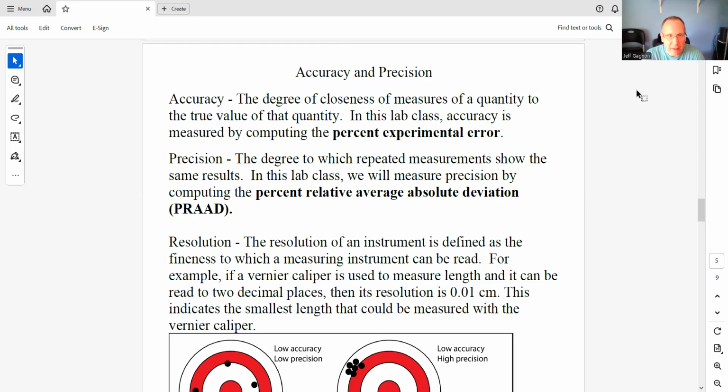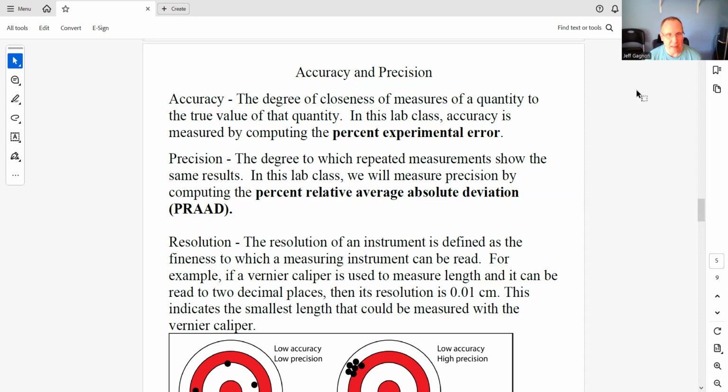So first of all, accuracy is the degree of closeness of measures of a quantity to the true value of that quantity. So in other words, if you want to compare an experimental value that you got to a gold standard or a true value, that would represent the accuracy, how close your experimental value is to the true value. So in this class, accuracy is going to be measured by computing something called the percent experimental error. Okay, and in a little bit, I'll show you how to compute that.